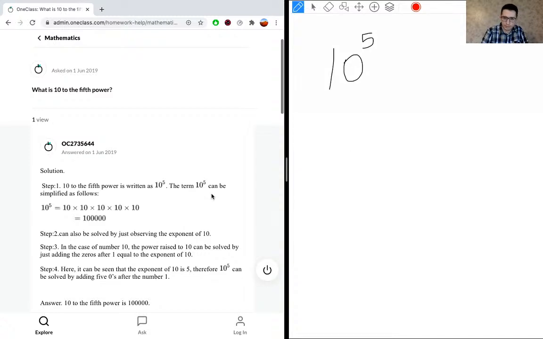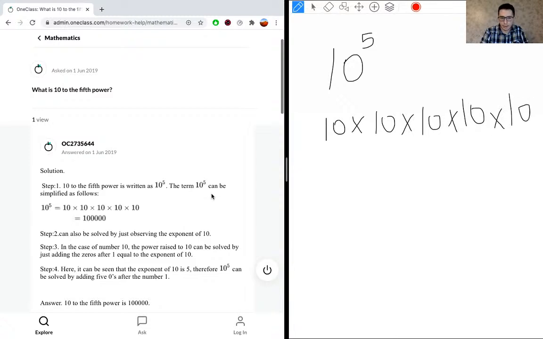So 10 to the 5. Because it's the power of 5, we know it'll be equal to 10 times 10 times 10 times 10. That's 4 10s, so one more 10. And whenever we multiply 10s together, you essentially just count the zeros here. So here we have 5 zeros. So we write a 1 and we put 5 zeros after. So we know we get 100,000.